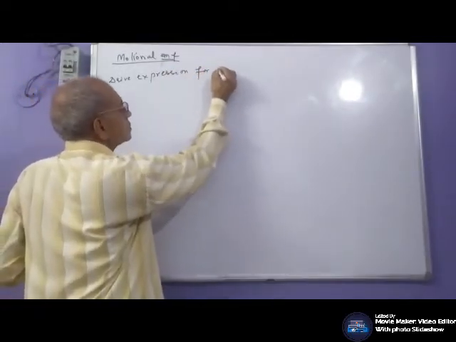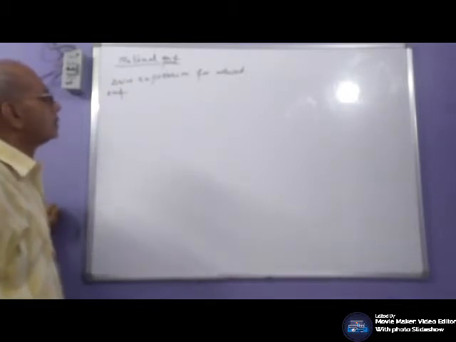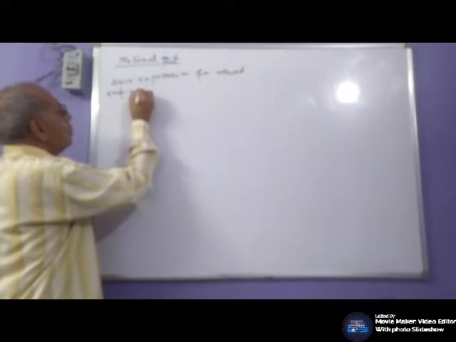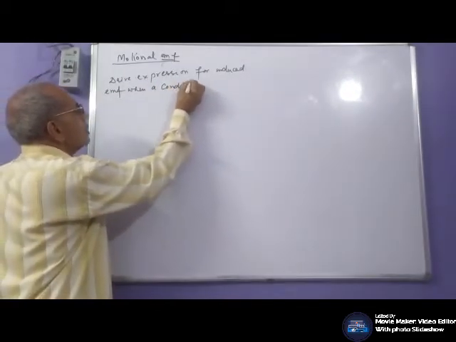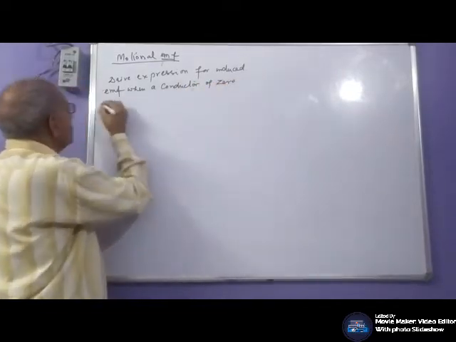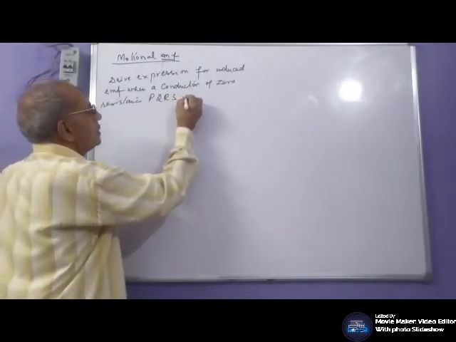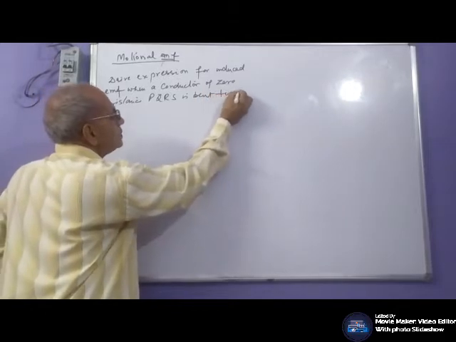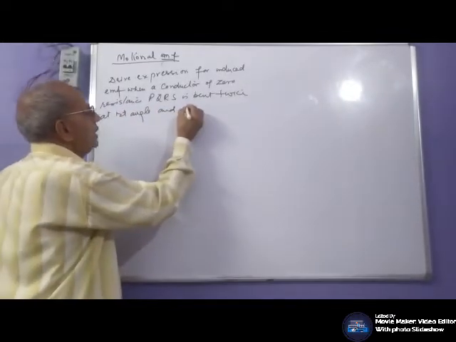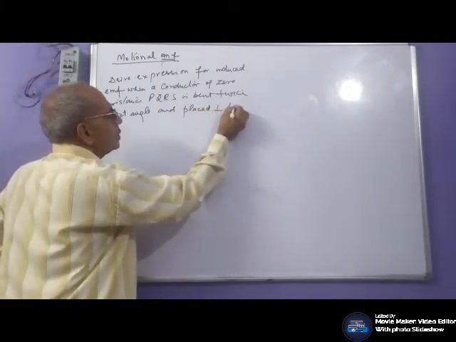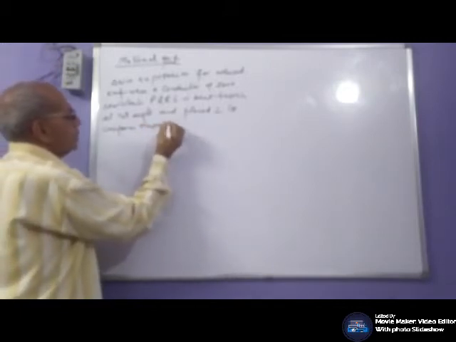for induced e.m.f. When a conductor of zero resistance PQRS is bent twice at right angles and placed perpendicular to a uniform magnetic field.